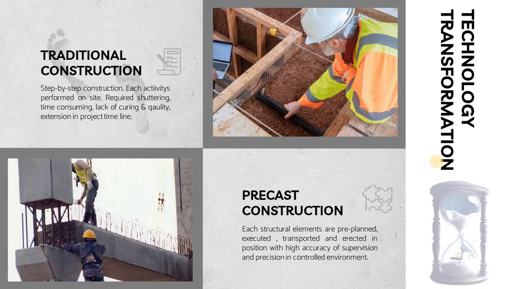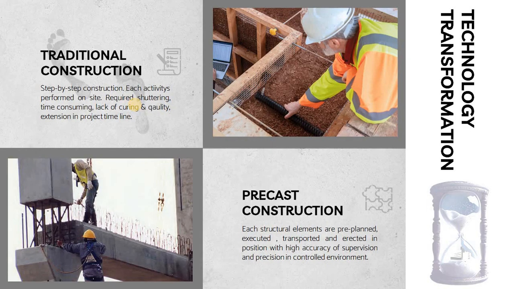So let us first understand the difference between the traditional construction and precast construction. Traditional construction is a step-by-step construction in which each and every activity is performed on the site, where there is a requirement of the shutters, and it is also time consuming as compared to the precast construction. There is a chance of lack of curing and quality, where huge supervision is required, and there is a chance of getting an extension in the project timeline, which is ultimately a huge loss.